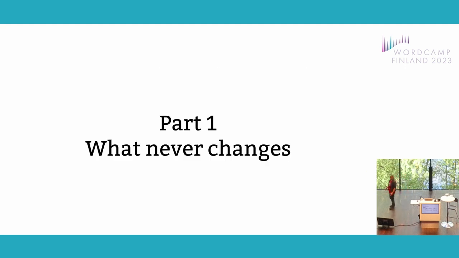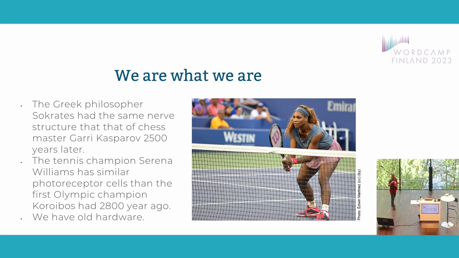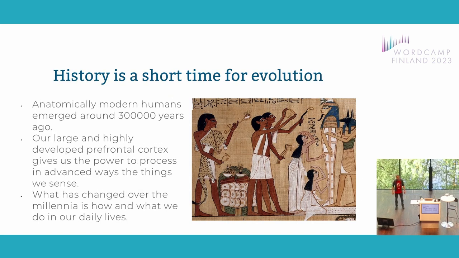First, I'd like to say something about the main title, What Never Changes. We are what we are. We are built in a certain way. We have a certain kind of nerve structure, and Socrates, who lived a few thousand years ago, had the same kind of nerve structure that the current chess champion Garry Kasparov has. So it's not so much different. The cells are what make us work. The tennis champion Serena Williams has the same kind of eyes, optical nerves, and receptors that the first Olympic athletes had. So this is something kind of constant. In written history, it's a very short time for that kind of hardware to change.